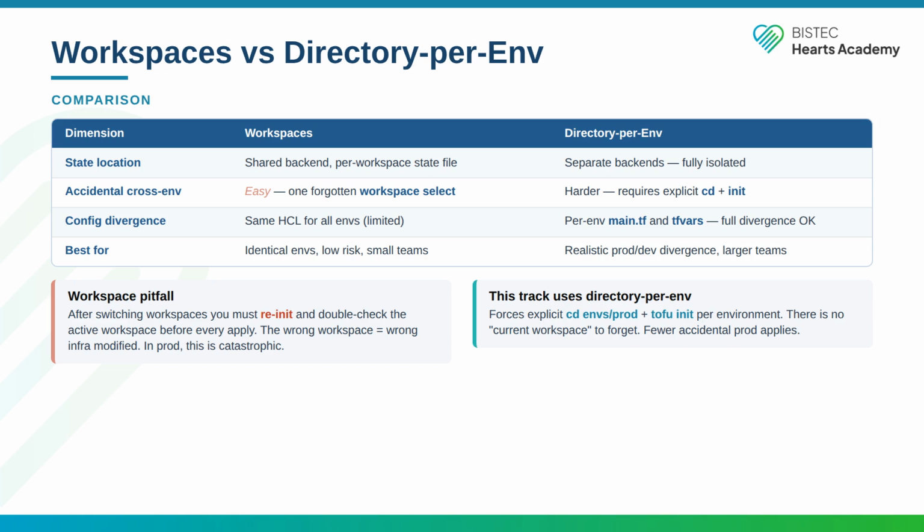With directory per env, you must physically cd envs/prod and run tofu init before you can apply. The working directory is the environment. Mistakes require more deliberate effort. The backend is also separate per environment: different state paths, different access controls, different blast radius. Use workspaces for genuinely identical ephemeral environments, preview stacks, feature branches. Use directory per env for dev, stage, and prod, where real configuration and risk diverge.